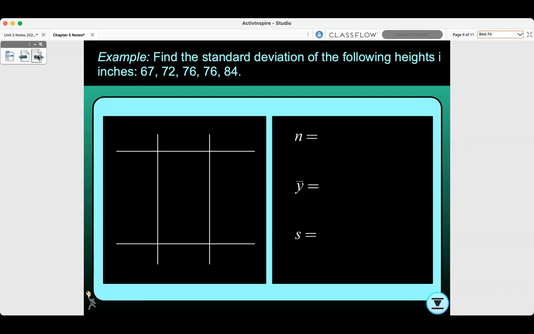Let's look at this example. Find the standard deviation of the following heights in inches: 67, 72, 76, 76, and 84. So if we were to show this by hand, you would do it as follows. If you would like to pause the video and try it on your own, feel free to go ahead.